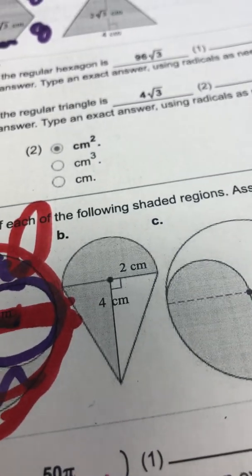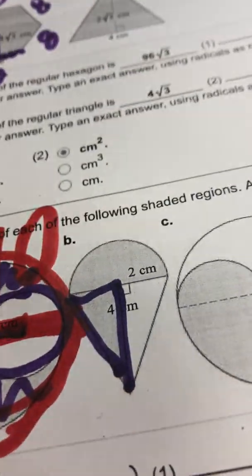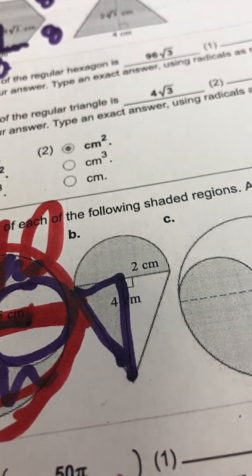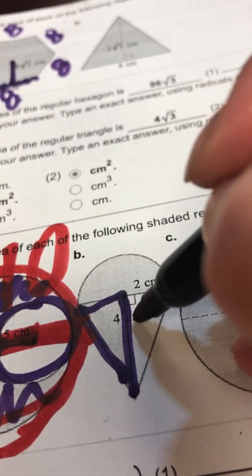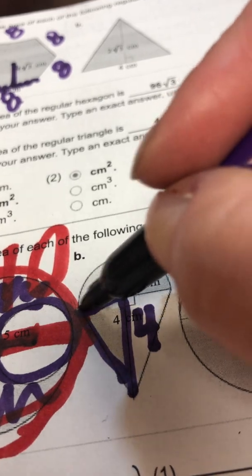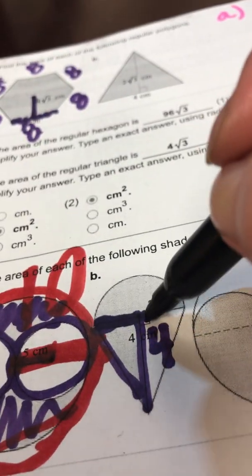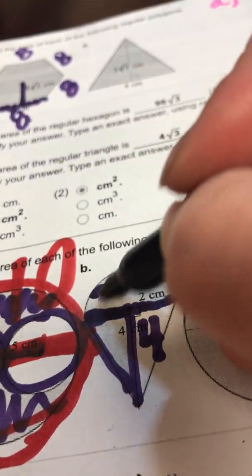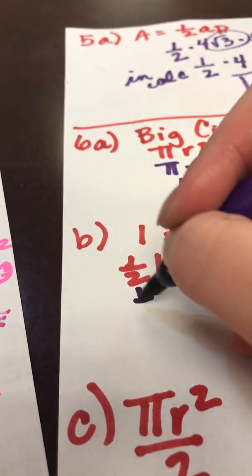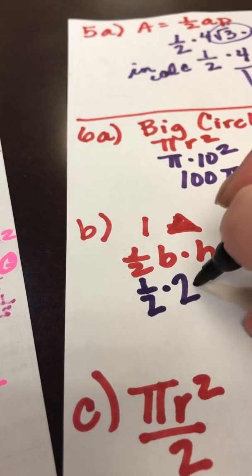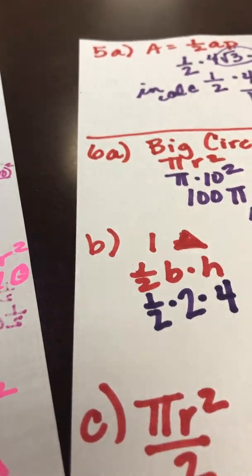Okay, let's look at part B. It says find the area of this shape. Well, I'm definitely going to do the area of this triangle, and that's 1/2 BH, where H is 4, and B is the same as the other side of the triangle. So it's 2, it's a 2 by 4. So 1/2 base times height, so 1/2 times 2 times the height of 4. So that's my one triangle.